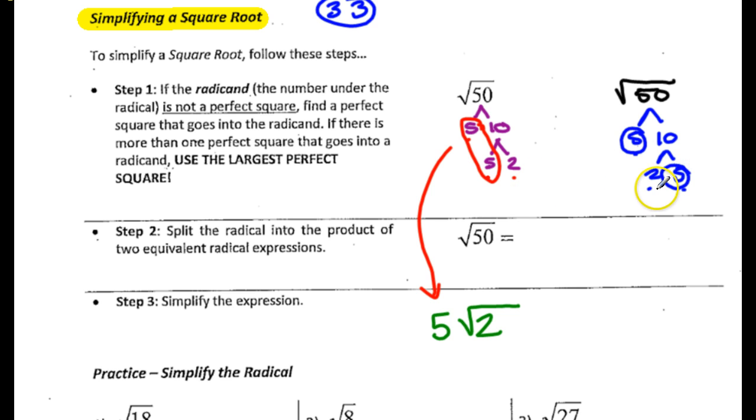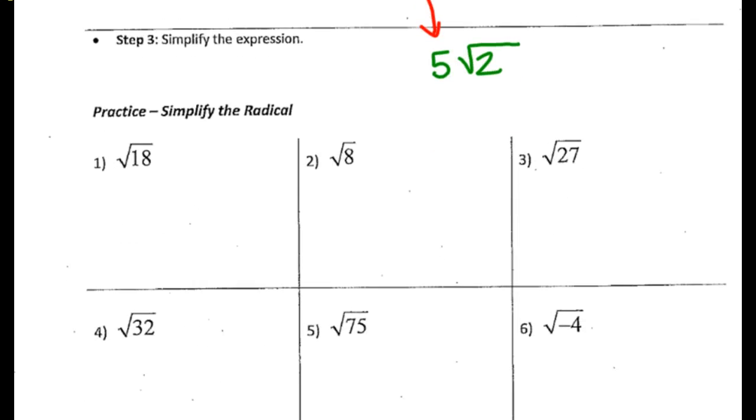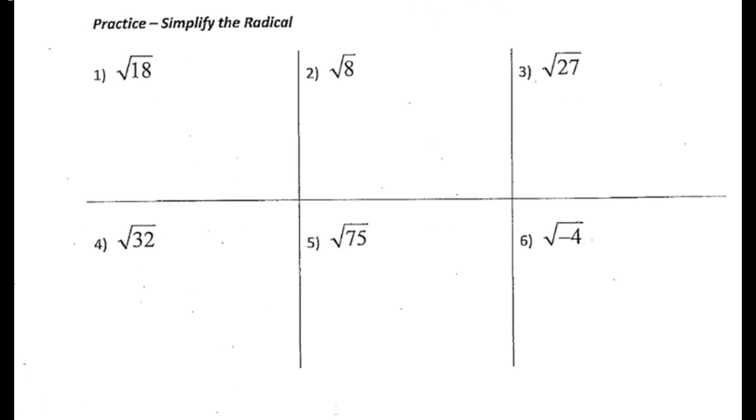The 5 will still come out. The 2 will still stay inside. So how it is at the end doesn't matter. Just look at all the numbers at the end and make as many pairs as you can. Alright, so let's try a few practice ones here.